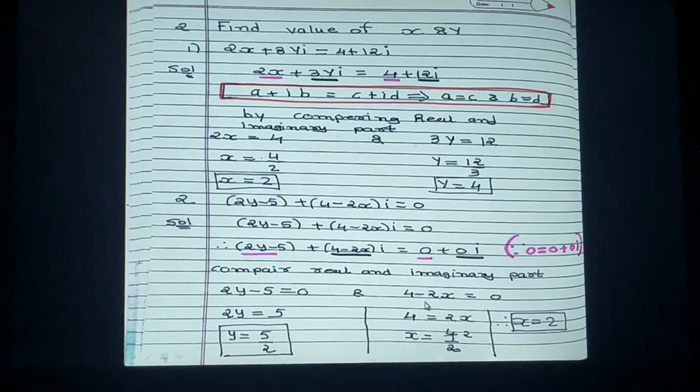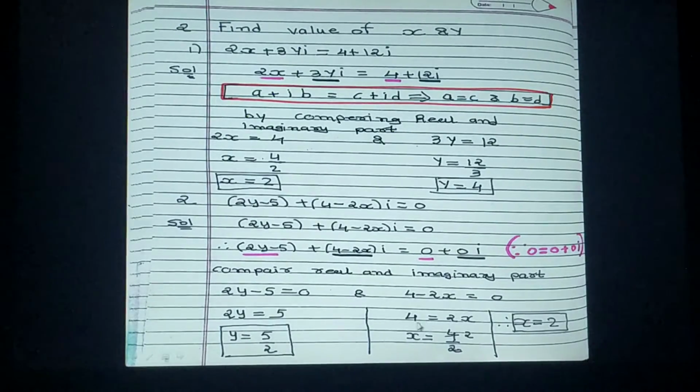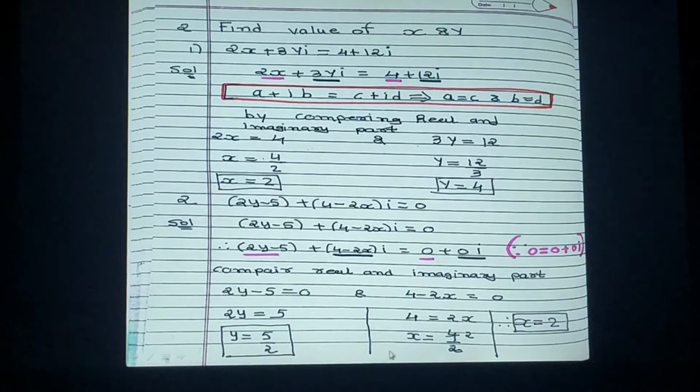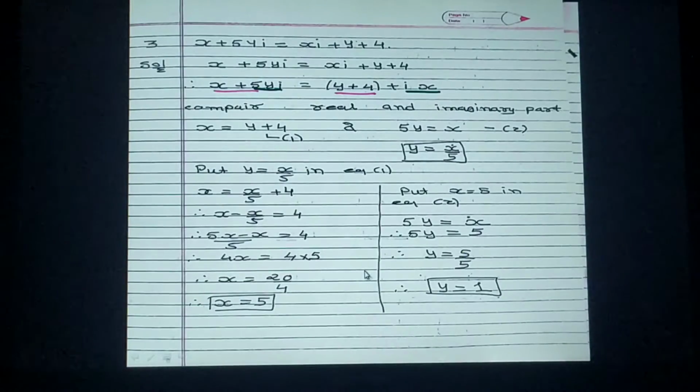Now compare the imaginary part. 4 − 2x = 0. So 4 = 2x and x = 4/2. So we have x = 2. We get x and y.